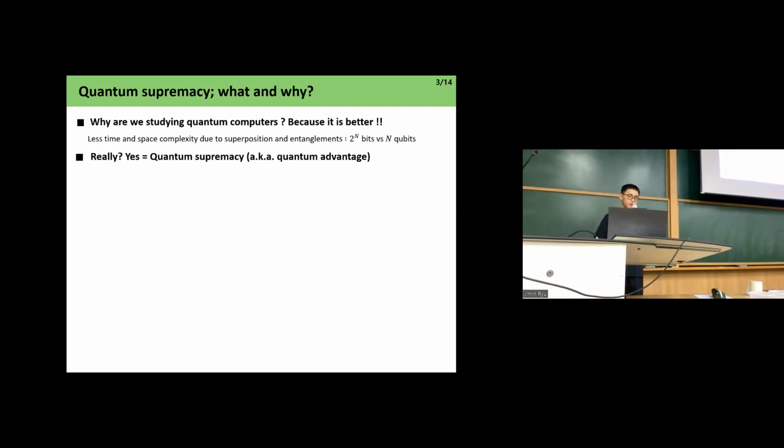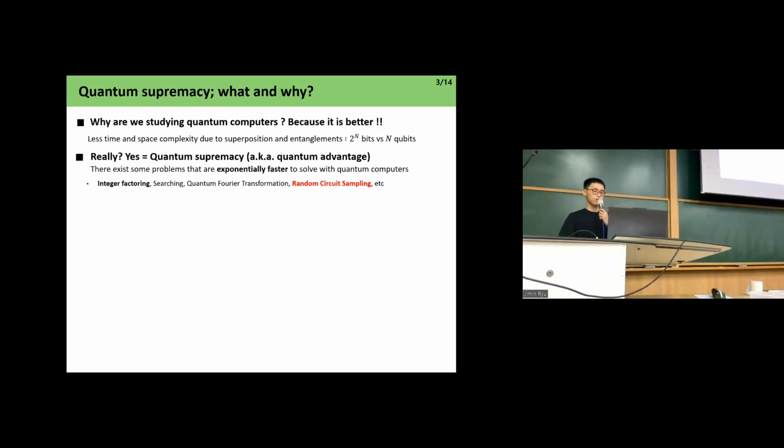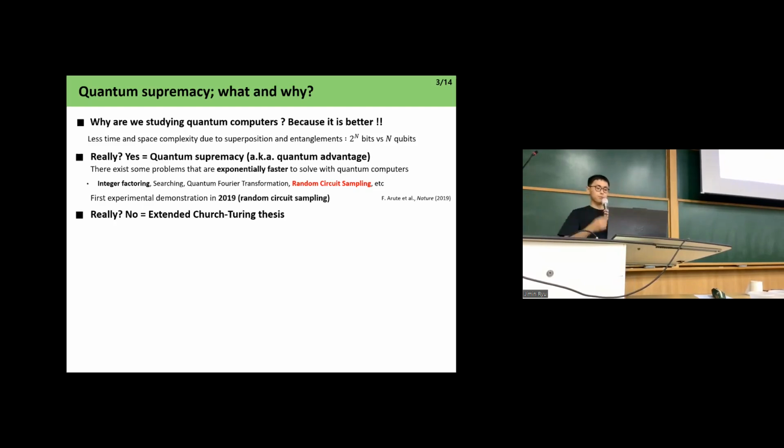The statement that quantum computers can perform better than classical computers is known as quantum supremacy. If this is true, meaning that quantum computers are better, then quantum supremacy is true. There are some problems that are exponentially faster to solve with quantum computers if quantum supremacy is true. The currently believed examples are integer factoring, searching, quantum Fourier transformations, and random circuit sampling, which today I'm going to talk about. The first experimental demonstration of quantum supremacy was in 2019 by the team at Google. It was done by random circuit sampling.